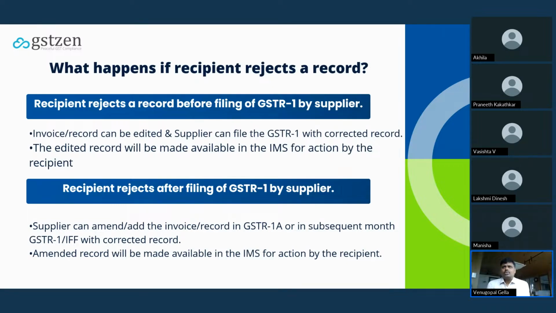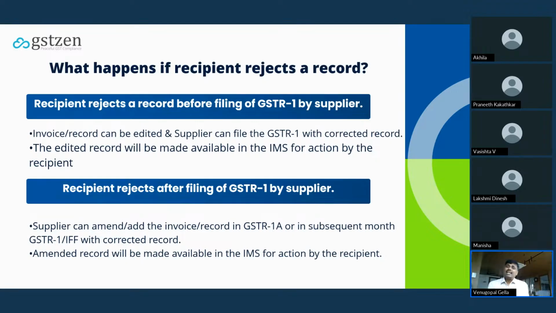Now, why should the supplier amend it? Let's say the original invoice was 1 lakh, issued to Venu. Venu has received it, but by mistake, Venu's accountant has rejected it. So what should the supplier do? The supplier does nothing. You have to request him: please open the record, say amend, and don't amend anything.